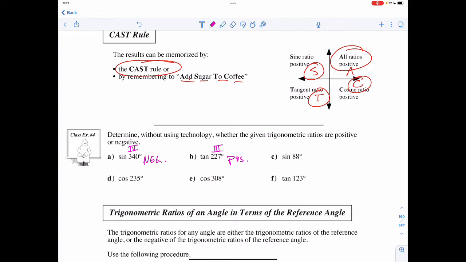And sine of 88 degrees, that's in quadrant 1. All of them are positive in quadrant 1, so sine has to be positive. Sine of 235, that's in quadrant 3, because it's between 180 and 270. And only tan is positive there, so that has to be negative. Cos of 308, that's in quadrant 4, where only cosine is positive, so this is positive. And sine of 123, that's in quadrant 2, where only sine is positive, so that has to be positive.